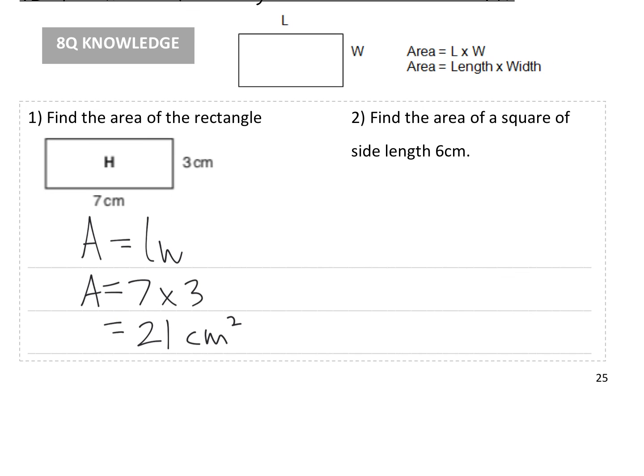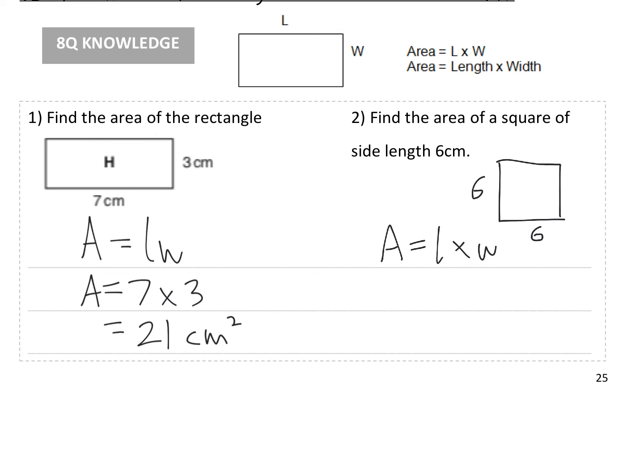Number 2, we have to find the area of a square of length 6 centimetres. So instead of doing it all in your head, you can just draw that out. A square is 6, and all the sides are the same length, so it'll be 6 by 6. So the area of a square would be the length times the width, or actually in this case it's the length times the length, because the length and the width are the same side. You could use the formula L squared if you wanted.